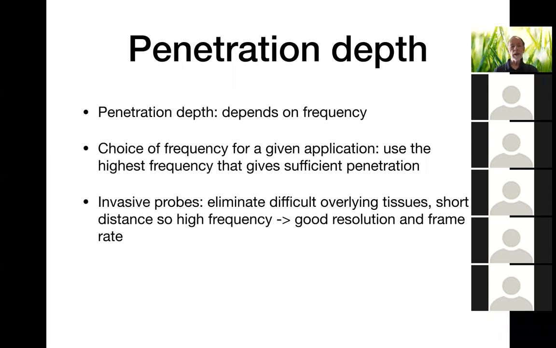Another story entirely is invasive probes. These are used to get very close to the area that you're interested in. Transesophageal probes, for example, get very close up, normally to the aortic outflow. And this short distance means that much higher frequencies can be used than if you're scanning transcutaneously. So invasive probes get close to the target tissues. They can therefore use high frequencies, and therefore they provide excellent resolution.